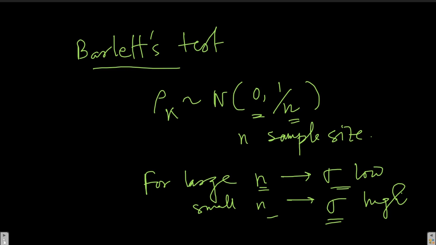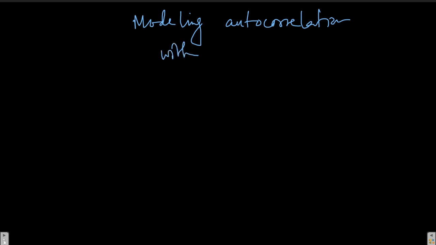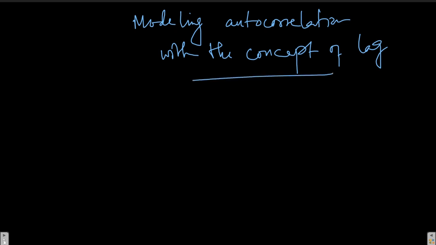Now, one thing we have to remember, and that is very important to understand the autocorrelation process, or how the data is being generated when the autocorrelation is determined, is that we can model the autocorrelation using the concept of lag. Now, why is that important? Why is this lag thing so important to model autocorrelation? I'll just talk about that.